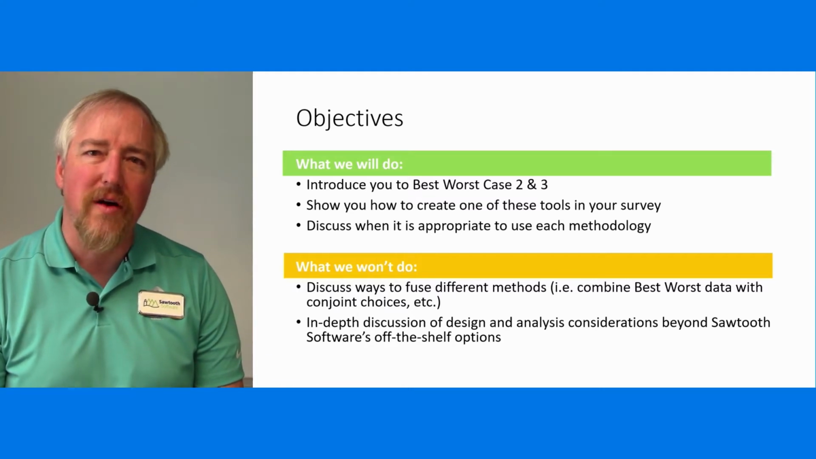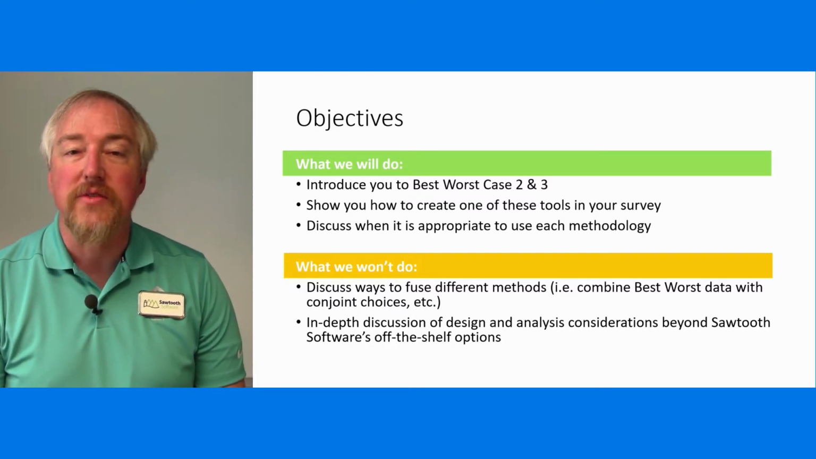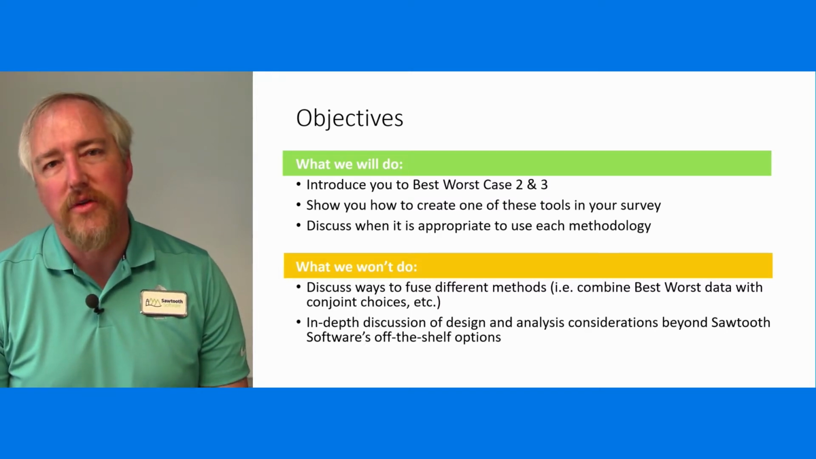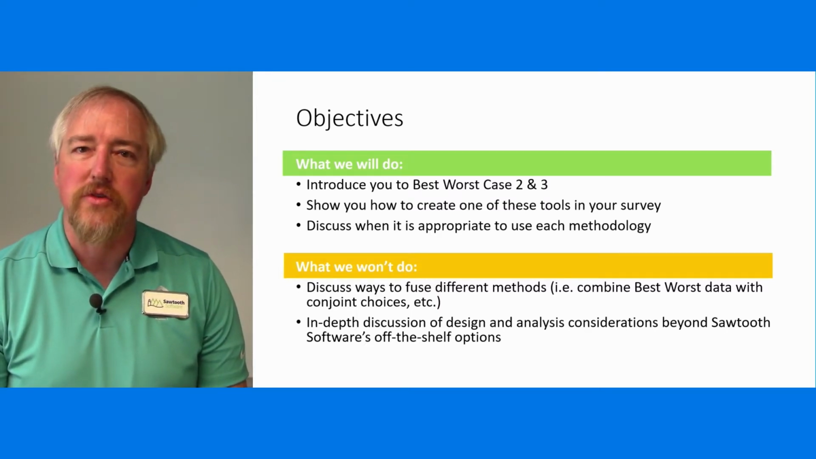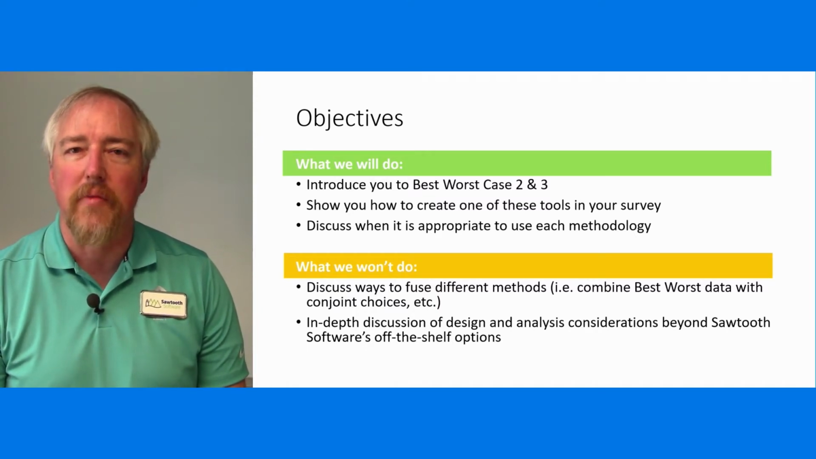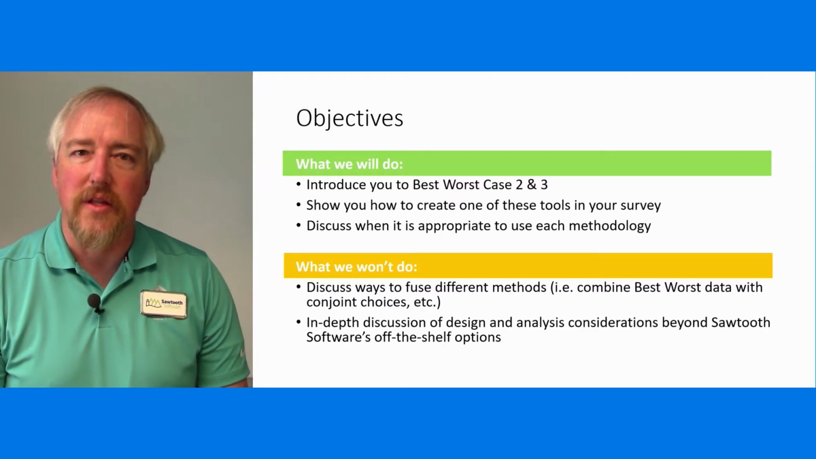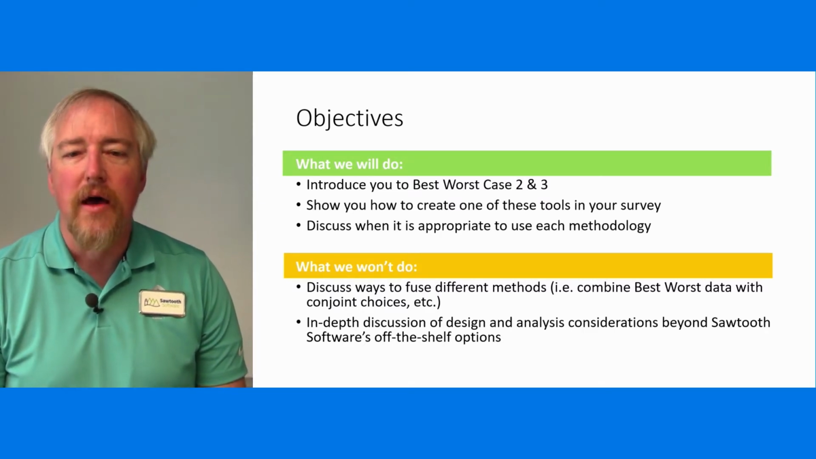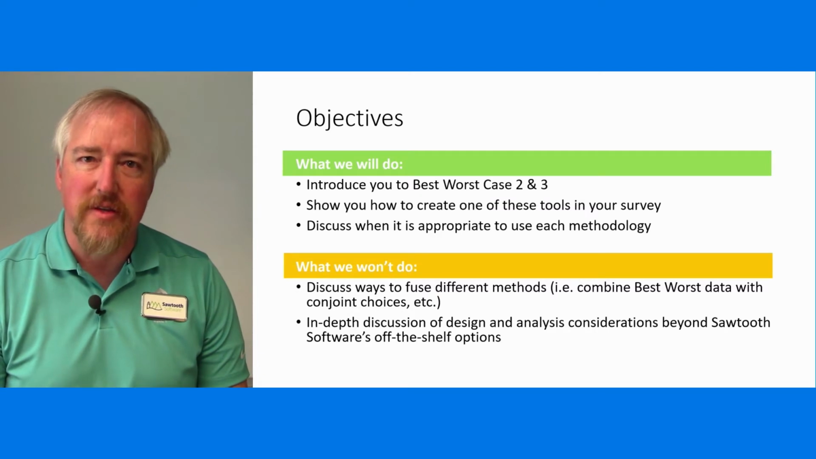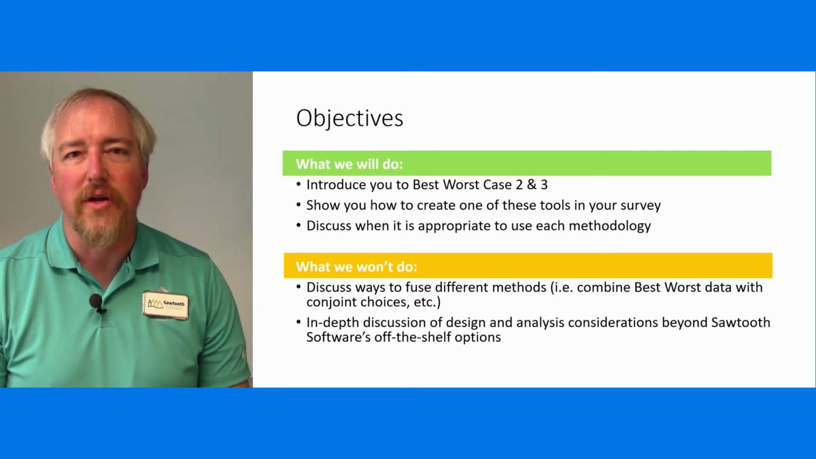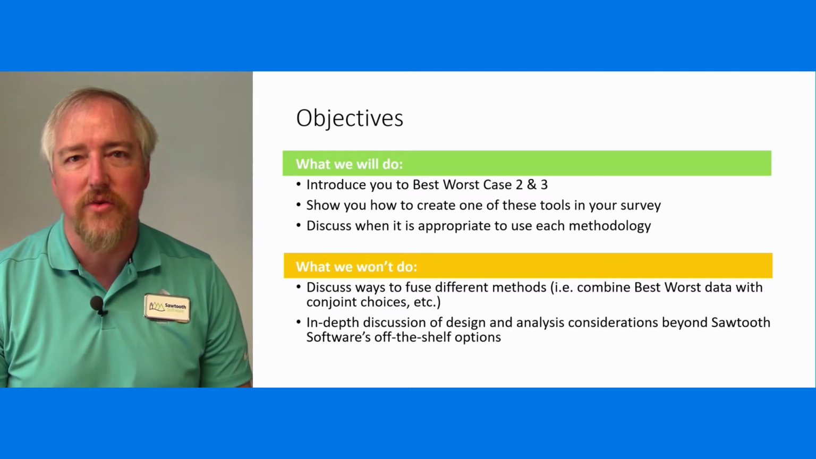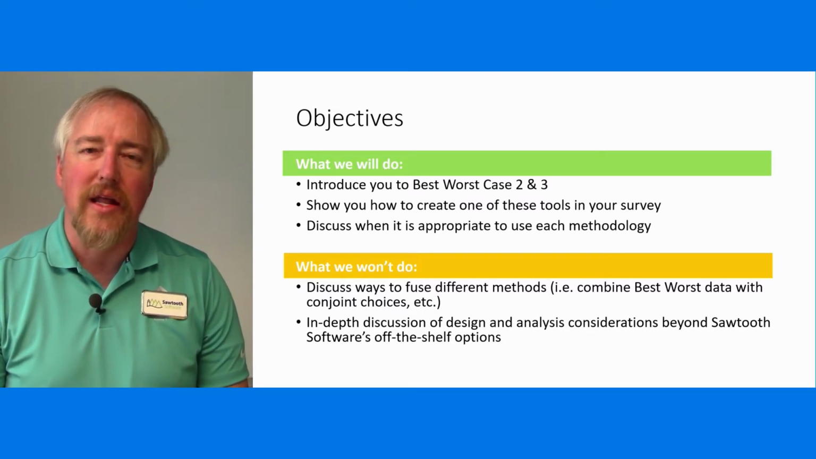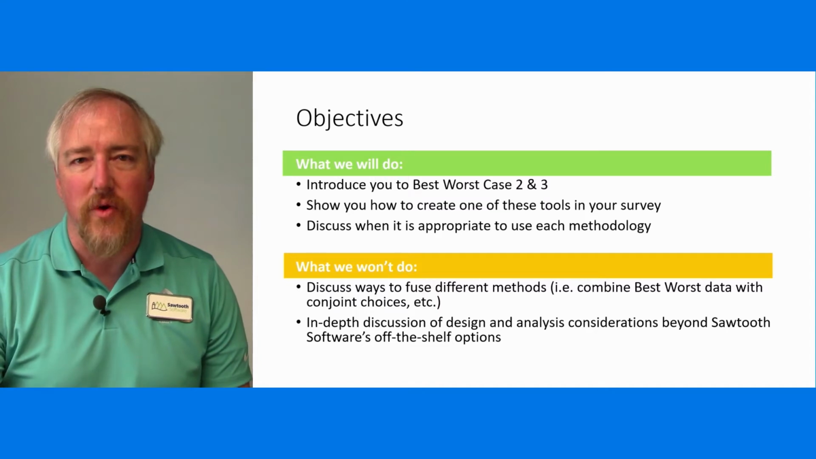A couple things that we won't cover, though. We're not going to cover the various ways that you can fuse different models together. There are ways that academics and researchers have taken, like, a MaxDiff and a CBC and fused them together into one model. We're not going to talk about those because it's a little more complex than we have time for today. Also, we're not going to talk in depth about the different analysis options you have once you get outside the bounds of Sawtooth Software systems. There are lots of models out there you can use to analyze best worst case 2 and case 3 data, but we're not going to talk about any outside of what you can do in Sawtooth Software.